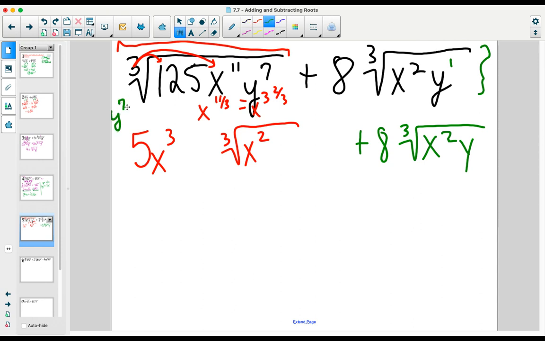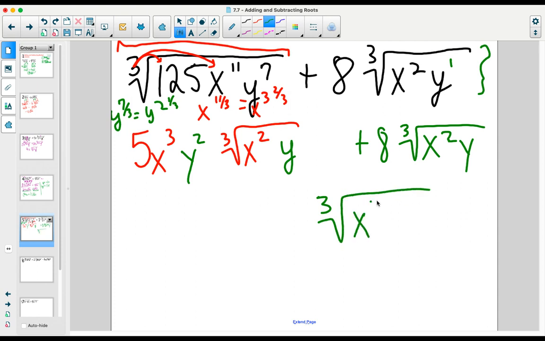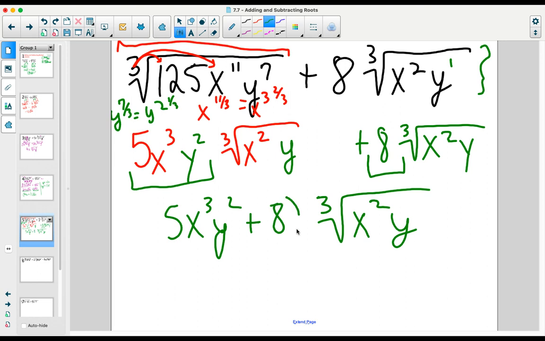And then our y is going to be done similarly. So it's y to the 7/3, which is y to the 2 1/3, putting 2 y's out here and leaving 1 y left over on the inside. Now our radicands match. So we know that that's our common factor, cube root x squared y. And what are each of those factors being multiplied by? 5x cubed y squared and 8. So they'll make up our factor in the front.